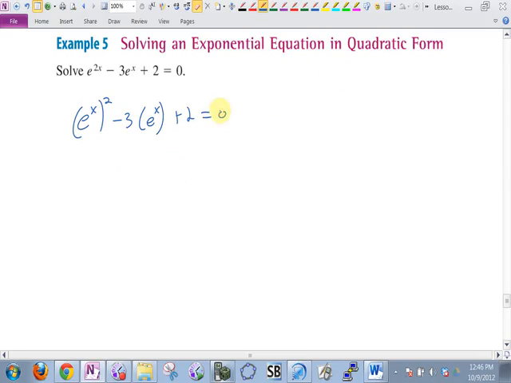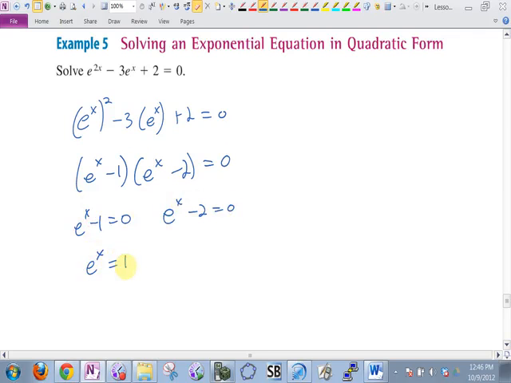Isn't e to the 2x the same thing as e to the x squared? Yes, because 2 times x is 2x. So this becomes e to the x minus 1, e to the x minus 2, and then what do we do with each of those factors? Set the first one equal to 0. Also set the second one equal to 0. So you get the equation e to the x equals 1, natural log both sides. X equals natural log 1, which we all know is 0. This one, you get e to the x equals 2, natural log both sides. X equals natural log 2, which is just natural log 2.